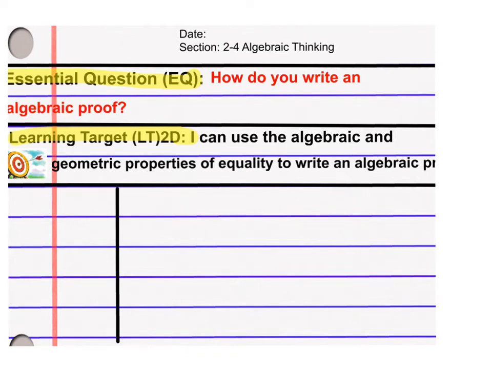This is the video for your Big Ideas Lesson 2-4 on algebraic thinking or algebraic reasoning. So you're kind of going to learn how to write an algebraic proof.